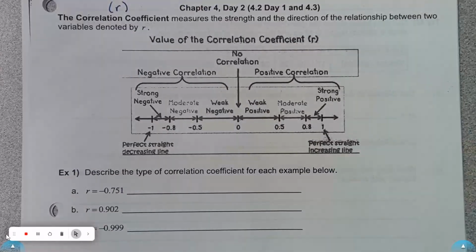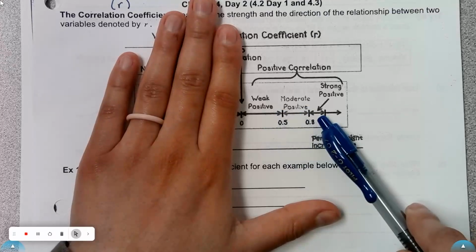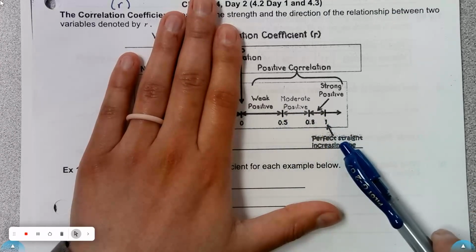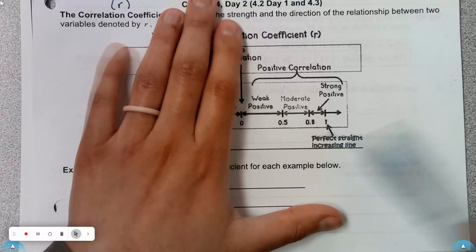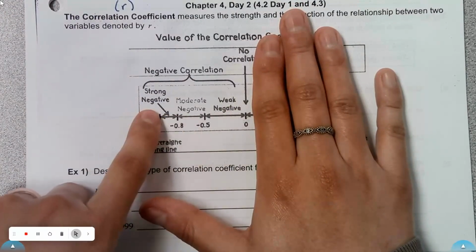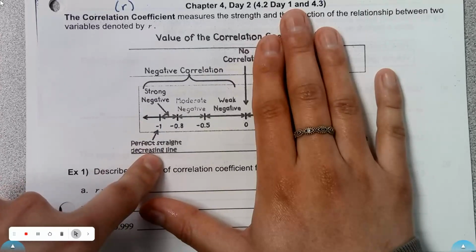Up until this point, we've talked about the type of correlation we may have, positive, negative, or none. However, we can be more detailed and a little bit more specific. So we focus on just the positive side. I can have a weak positive, a moderate positive, or a strong positive. It depends on where it falls within this range, with one being a perfectly straight line. Same thing over here on the left. I can have a weak negative, a moderate negative, and a strong negative, depending on where it falls in your range, with -1 being a perfectly straight line.